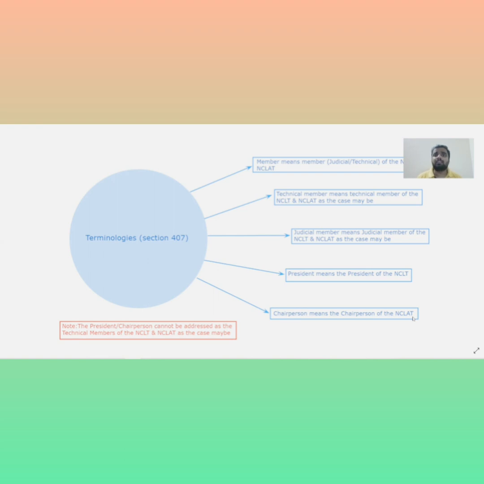The chairperson and the president cannot be addressed as the technical members of NCLT or the NCLAT as the case may be. The logic being that the position at which they have to be appointed has to be of a judge and not a technical member. So accordingly, they cannot be addressed as a technical member. I hope you are understanding. Moving on.